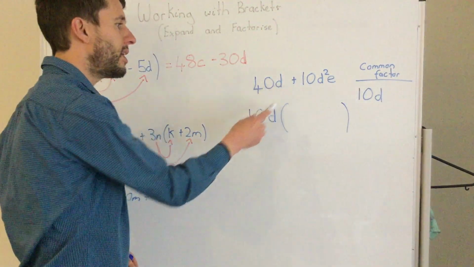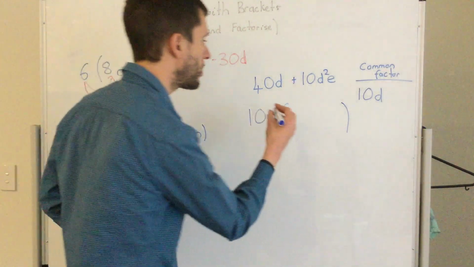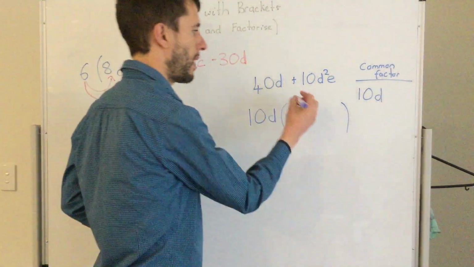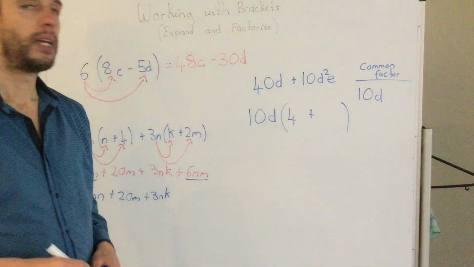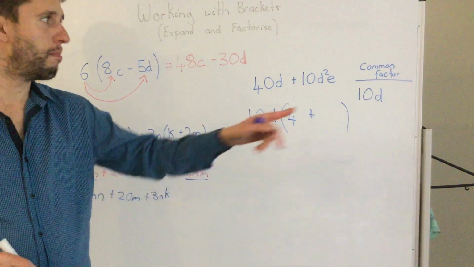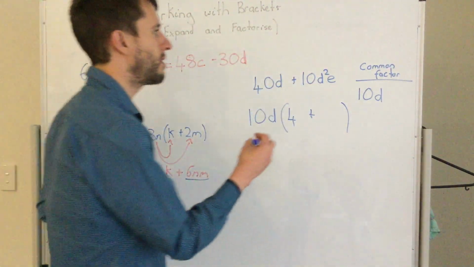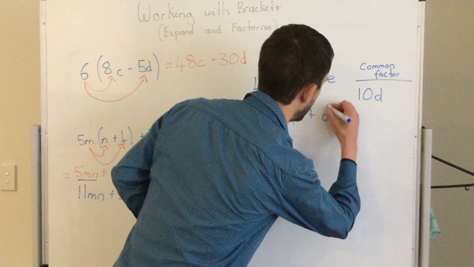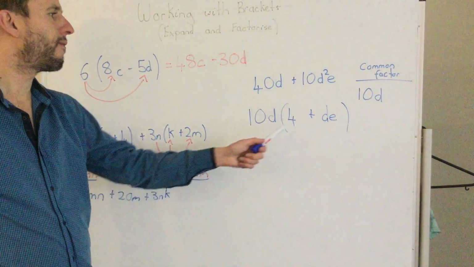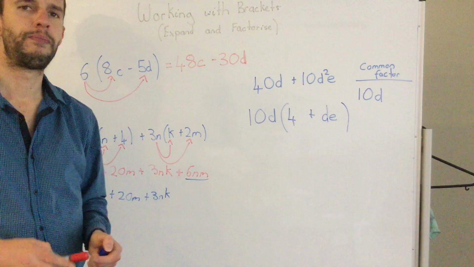So what's 40d divided by 10d equals 4. Put the plus sign. If I'm dividing this side by 10d, the 10 will be gone. Remember, d squared is 2 d's, so we've still got 1d left, and e. So 10d in brackets 4 plus de.